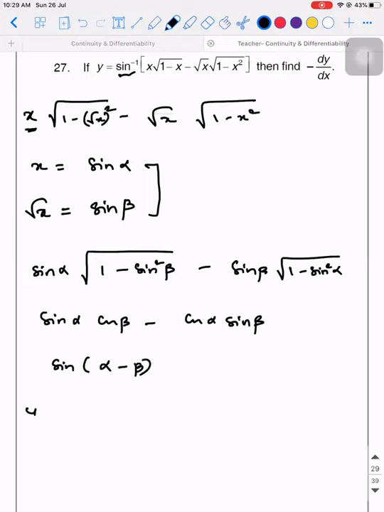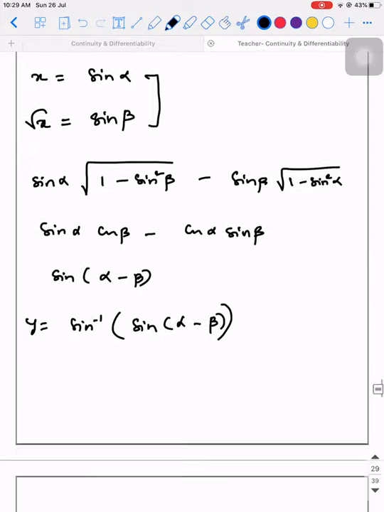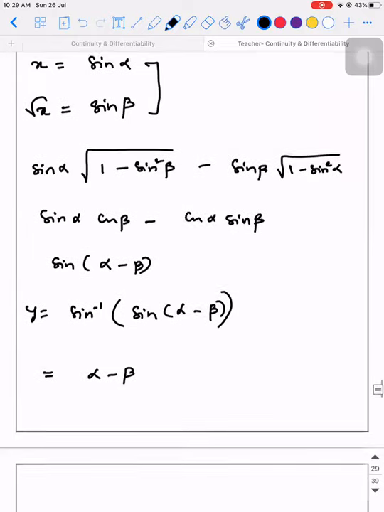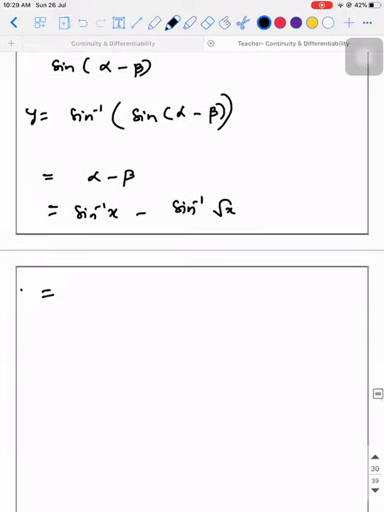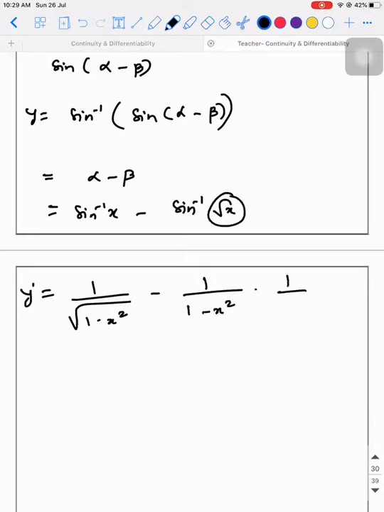Can I write it like this? So y will be equal to sine inverse of sine of alpha minus beta. So this will become alpha minus beta. But what is alpha? Sine inverse of x, minus beta is sine inverse of root x. This is simpler for us to solve. So y dash will be equal to 1 by root of 1 minus x square, minus derivative of sine inverse of root x, which is 1 by root of 1 minus x, into derivative of root x, which is 1 by 2 root x. So this should be the answer.